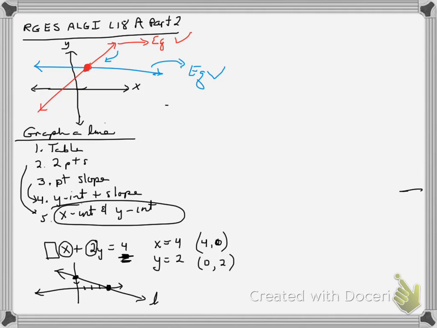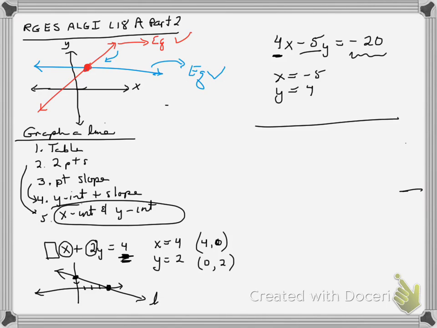If I had 4x minus 5y equals negative 20. Should be a 20. To find my x, I'd divide the number on the right, this number here, by 4. So my x is negative 5. To find my y, I would divide the number on the right by negative 5. So negative divided by negative is positive. 20 divided by 5 is 4. To graph it, I simply, on the x-axis, would go to negative 5, and on the y-axis, go to 4.